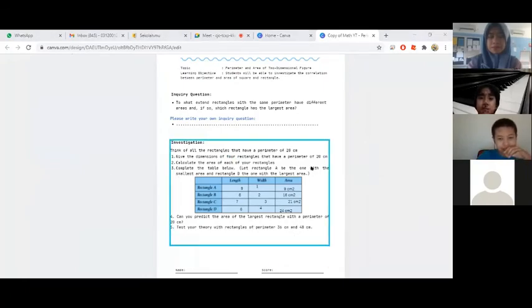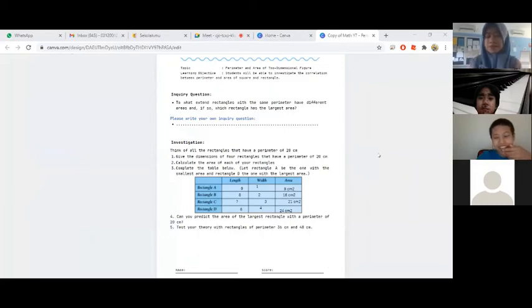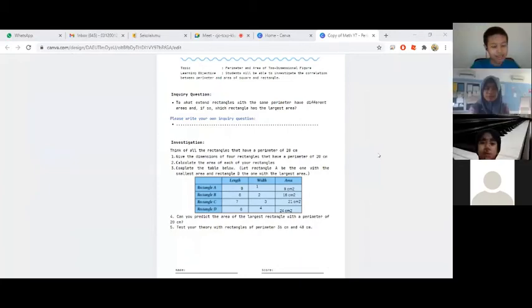So just tell what we found, right? Yeah. We found out that if a rectangle has 20 centimeters as its perimeter, there were 4 different combinations of the length and the width that you can make so that the perimeter stays 20 centimeters.